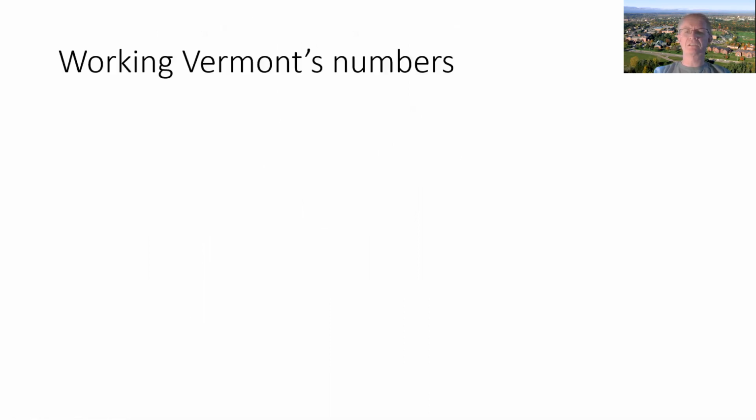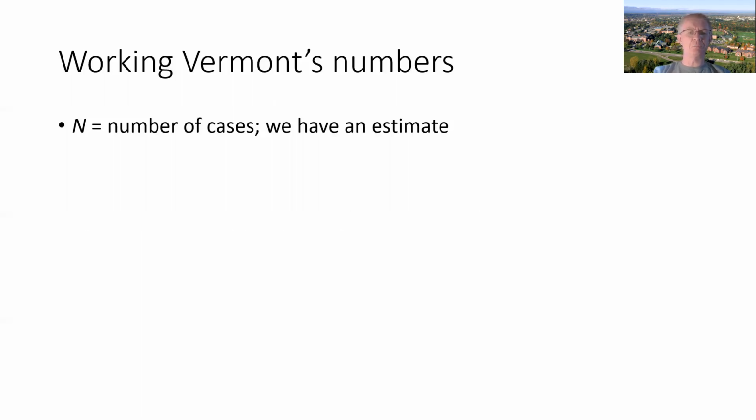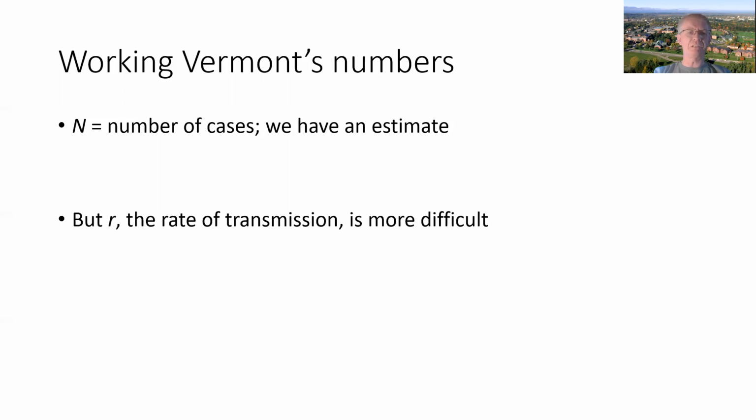There we go. So let's work with Vermont's numbers on this now. N is the number of cases, and we have an estimate. We know, for example, today is 75. That is, we're not testing everybody, so it is an estimate. There are certainly other infected people out there, and we don't know who they are, but we have a number we can work with. All right, the rate of transmission is more challenging.